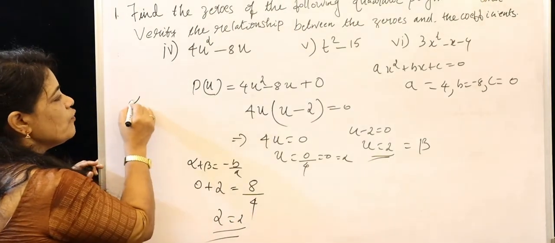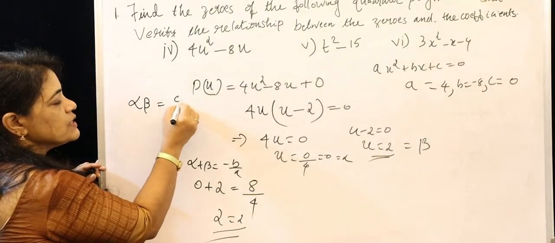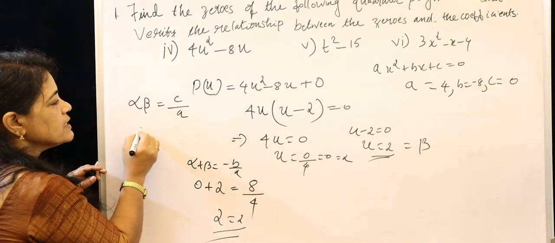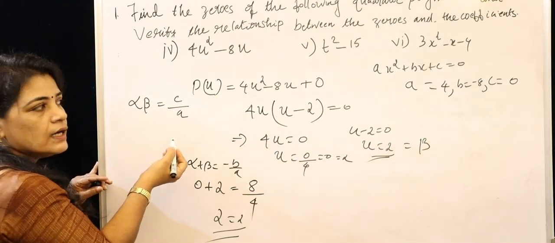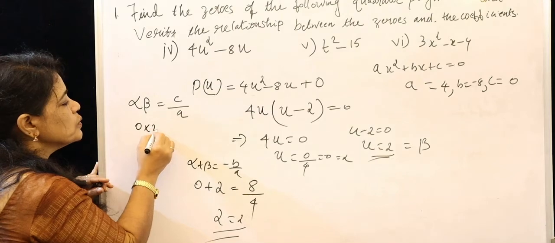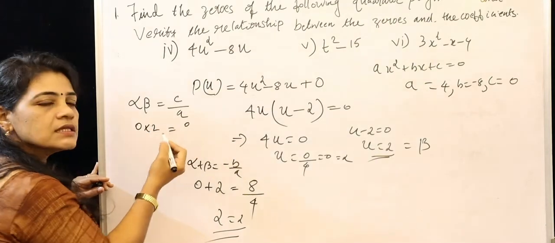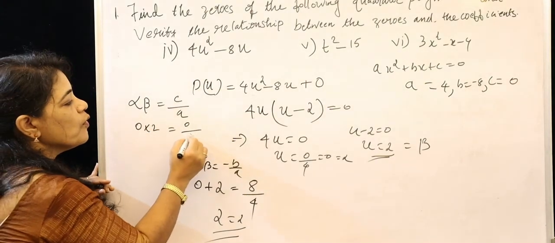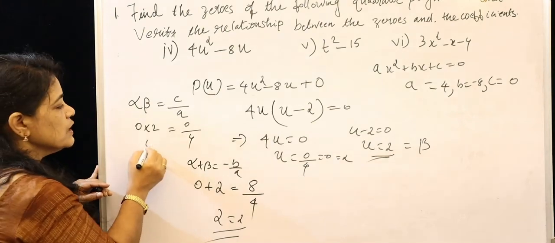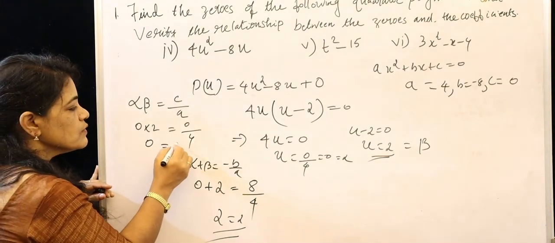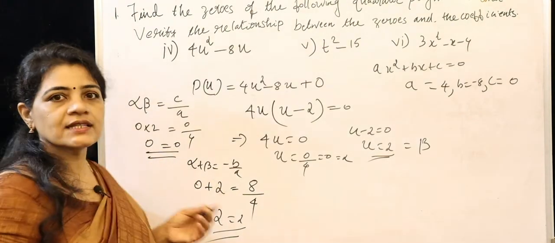Then product, alpha beta equal to c by a, that means alpha into beta, that is 0 into 2, and c itself is 0, by 4, a is 4, so 0. 2 into 0 is 0 and 0 by 4 is 0, hence verified.